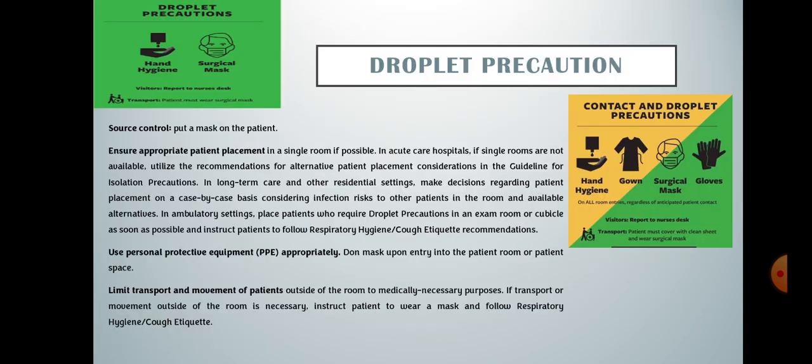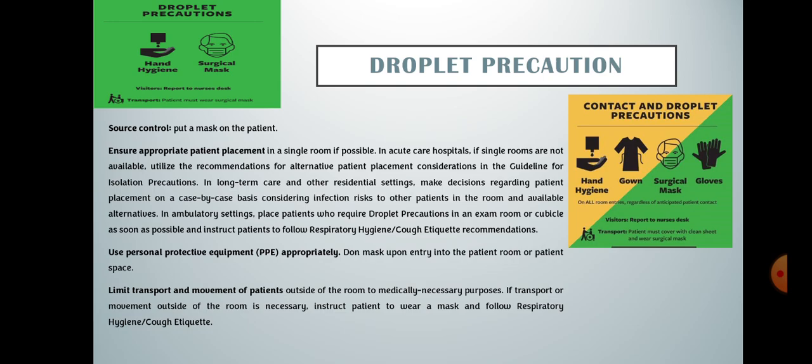Next is droplet precaution. First, source control. Put a mask on the patient. Second, ensure appropriate patient placement in a single room if possible. In acute care hospitals, if single rooms are not available, utilize the recommendations of alternative patient placement considerations in the guideline for isolation precautions. In long-term care and other residential settings, make decisions regarding patient placement on a case-by-case basis, considering infection risk to other patients in the room and available alternatives.